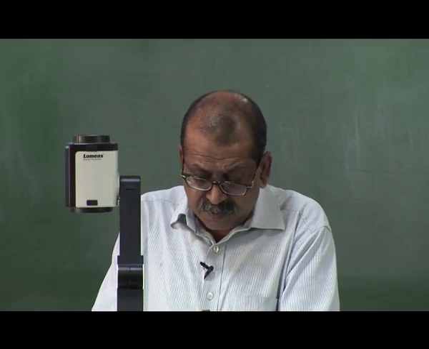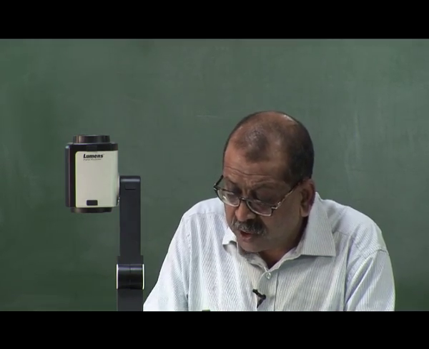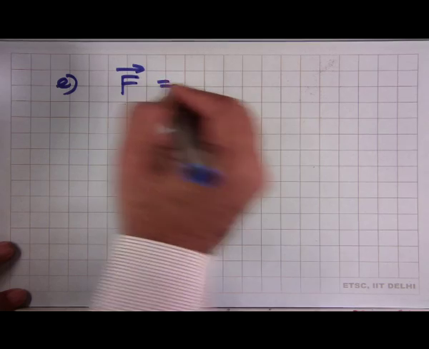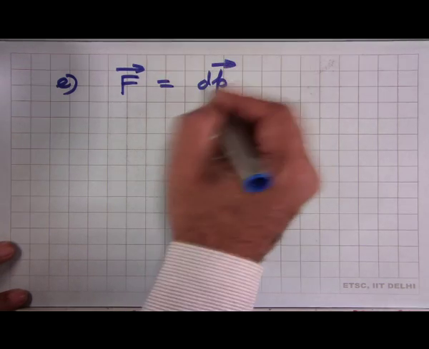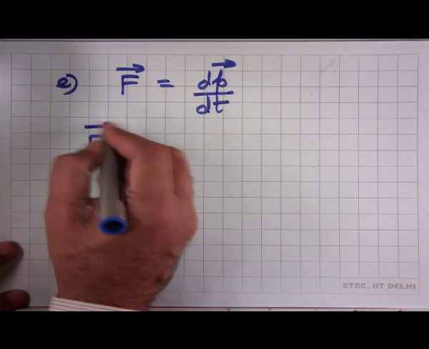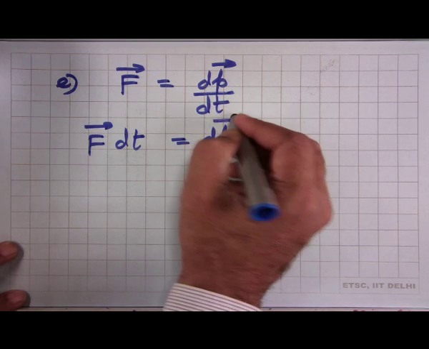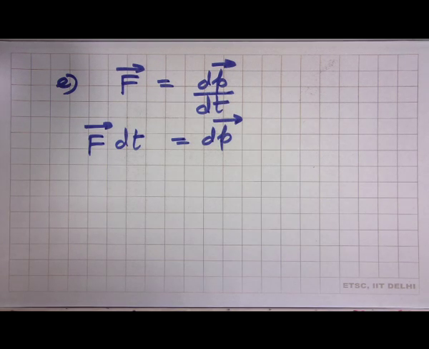Now, let us look at this relation from the momentum viewpoint. We have F is equal to the rate of change of momentum. So, this we can write as F dt is equal to dp.